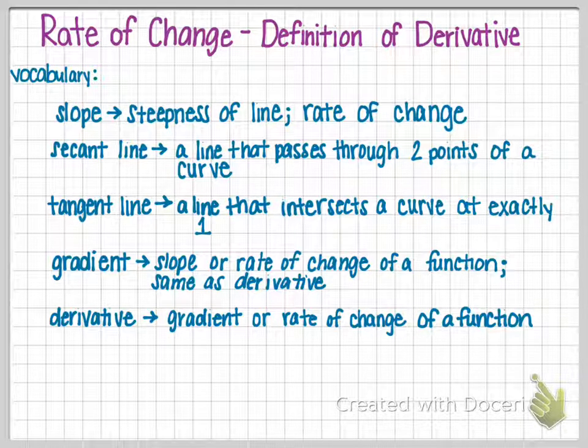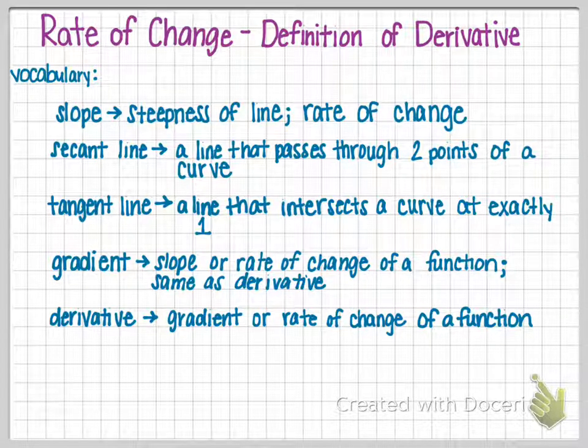So first, here's a whole bunch of vocabulary, so if you need to pause me, I understand. Slope, like we've been learning about since Algebra 1, is the steepness of a line, and that's also just rate of change. A secant line is a line that passes through 2 points of a curve. So you might remember secant lines from when you were in geometry. They were lines that passed through 2 points of a circle.